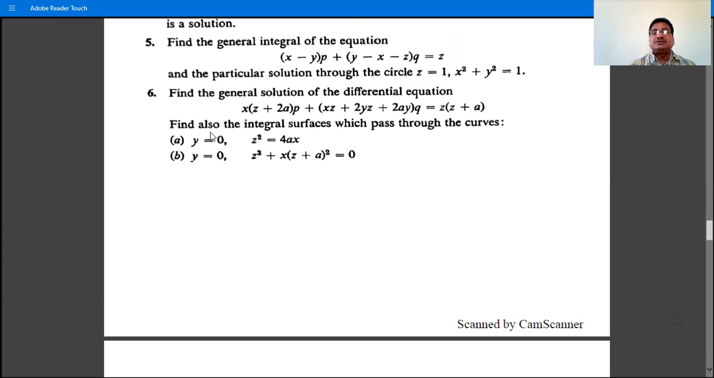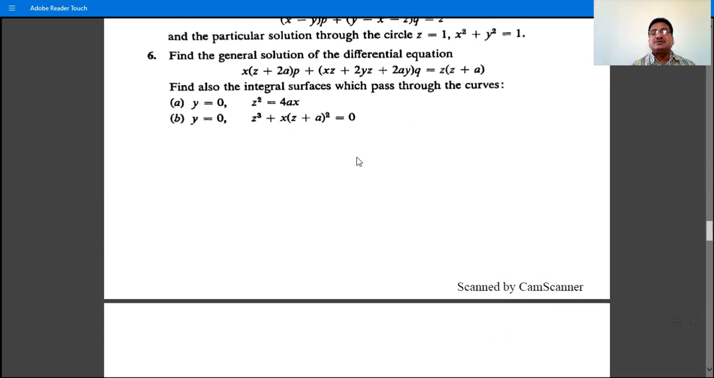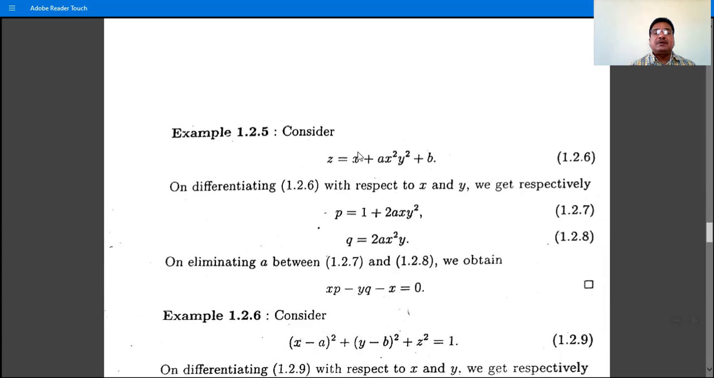Passing through the curves. So first find its general solution, and then find the one passing through the curve y = 0, z² = 4ax, and y = 0, z³ + (x z + a)² = 0. So solve all these problems.